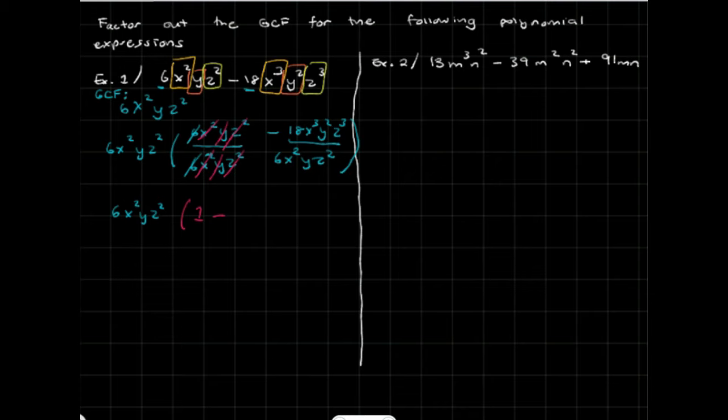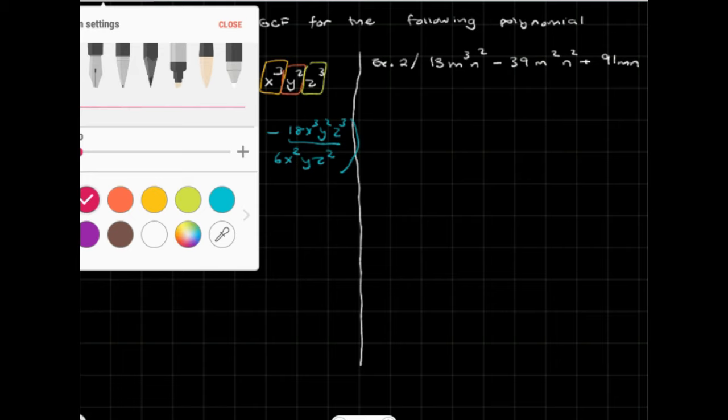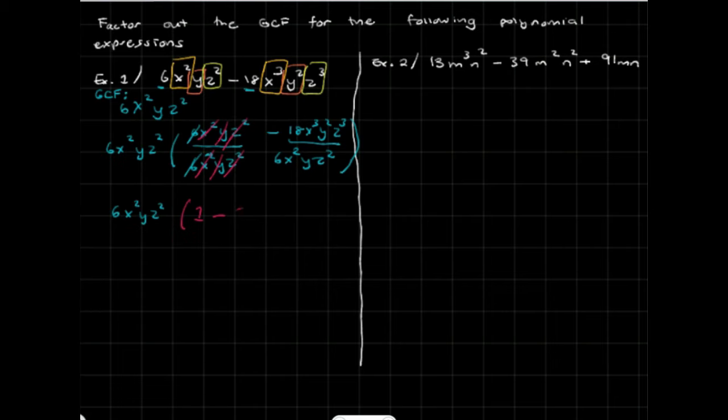Okay, so we have 1 minus, for the next term, negative 18 divided by 6, that's negative 3. x cubed divided by x squared, you have to use your exponent rules where the bases are the same, you subtract the powers, so you have 3x to the power 1. You have y squared divided by y, which is y to the power 1. And z cubed divided by z squared, you're going to get z to the power 1. This is your inner factor, so this is your answer, your factored expression.